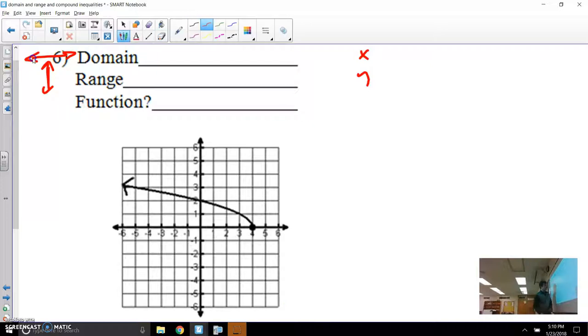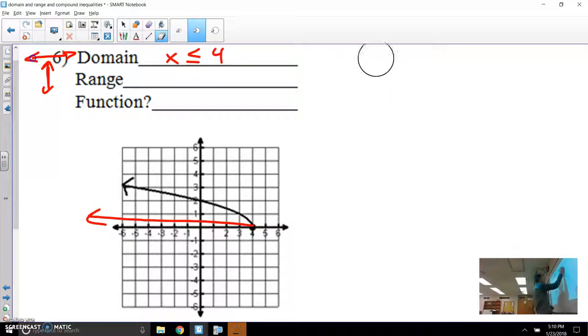domain first, domain goes from 4 left. If you use your pen and you say, okay, I started here and then I moved left forever and ever and ever, basically you're saying that all the values of x have to be less than or equal to 4. There's no value over 4 that'll be a point with x as the value, okay?